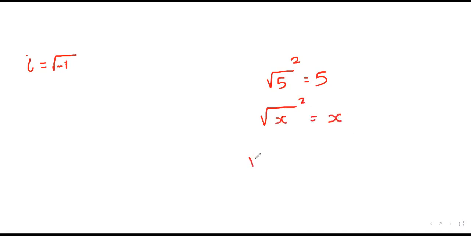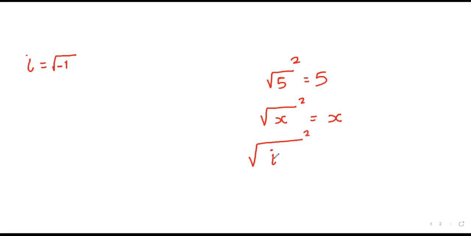And because i equals the square root of negative 1, and you know, when squaring any square root, like when I say the square root of 5 raised to the power of 2, you will get 5. The square root of x raised to the power of 2 equals x. The square root of i, I don't know what is i, we will just apply the same rule.